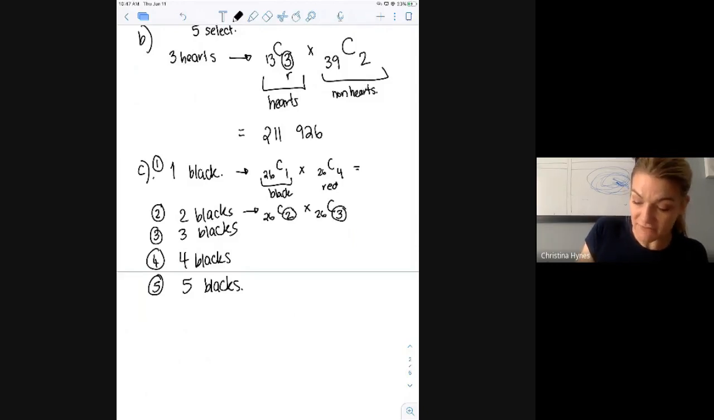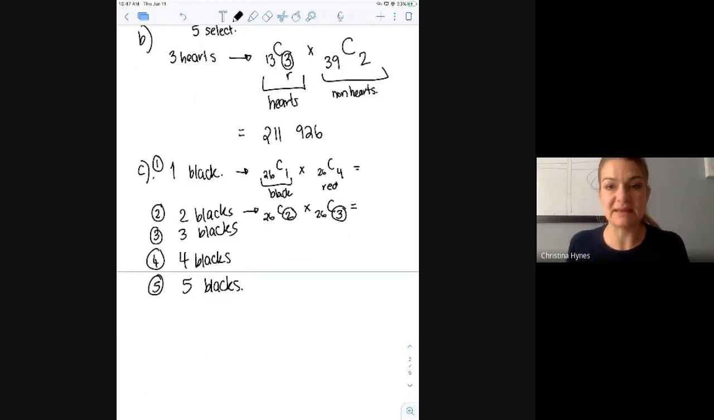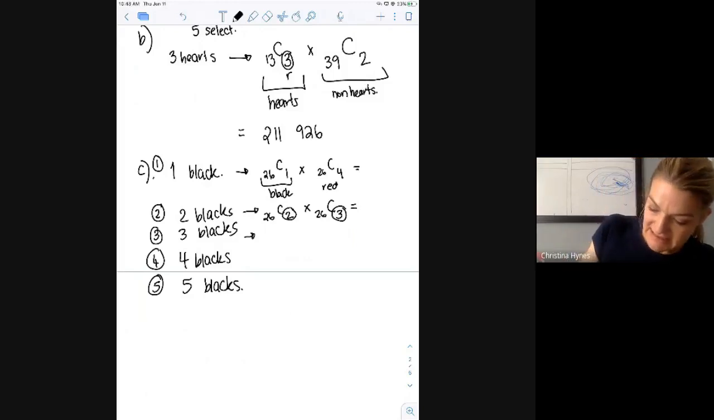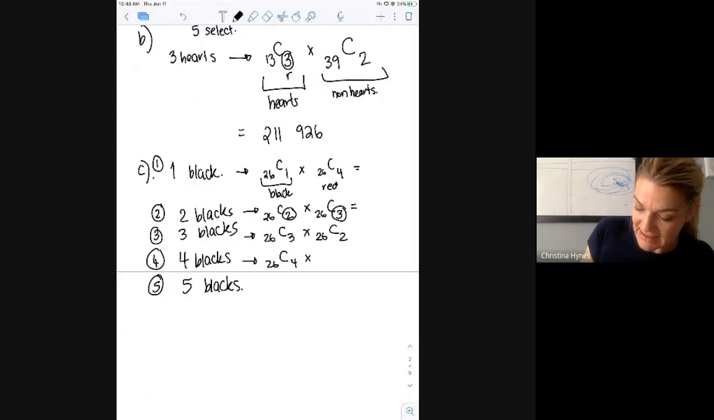As you can see, my R values are always going to add up to how many people or how many cards I need in my hand. So if you need a committee of 5 people, then you should make sure your R values add up to 5. Same for the next question. You're going to say 26 black cards, and I'm choosing 3. 26 red, choose 2. 26 black cards, you're choosing 4 of them. And then from 26 red, you're choosing only 1 to make that 5, right? So as you can see, all of them add up to 5. That's how you're checking that you're on the right track.